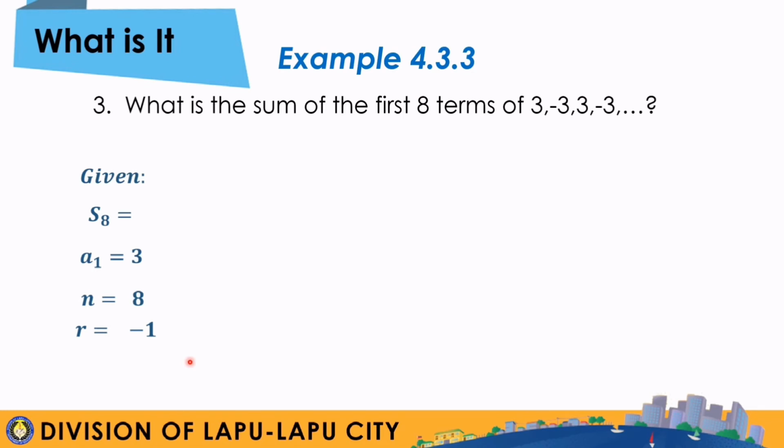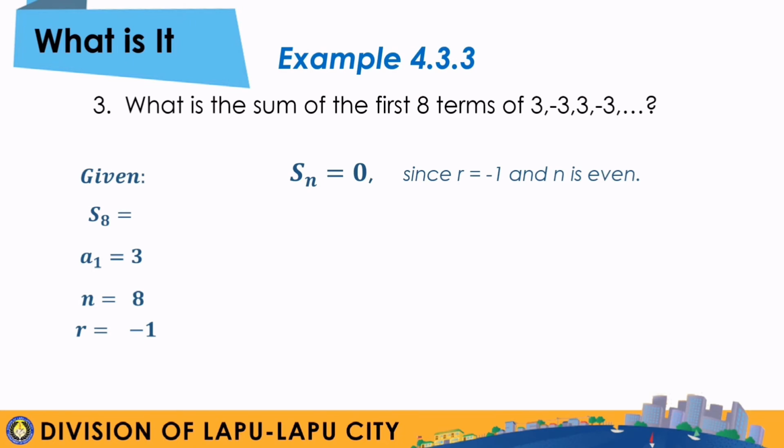Can you still remember the shortcut formula for this? That is S sub n equals 0. So the answer is automatically 0? Yes. Since your common ratio here is negative 1 and your n is even, so that should be 0. Well, I have to show you so that you will understand why.